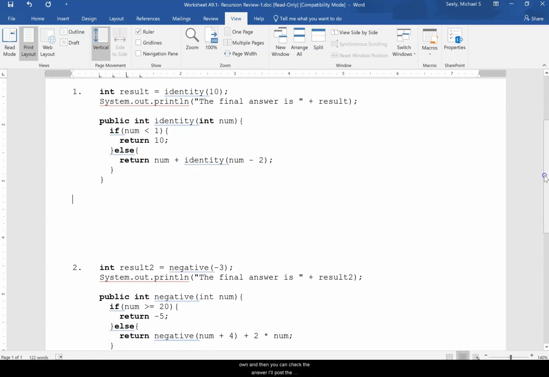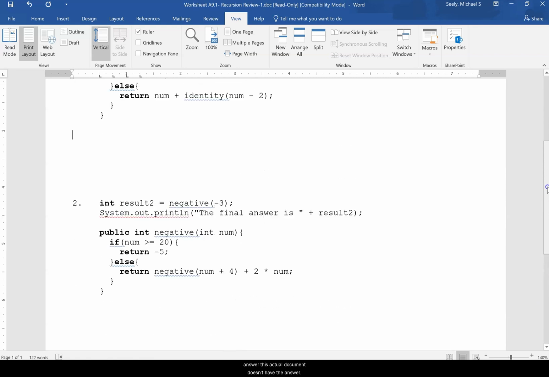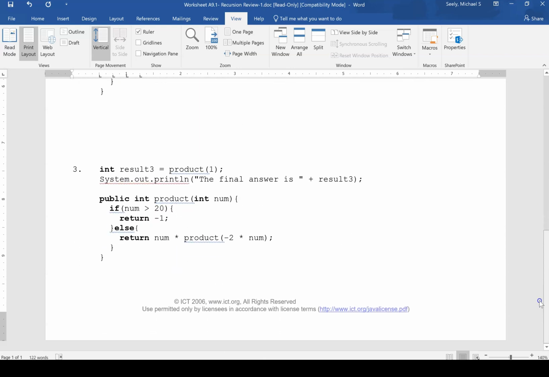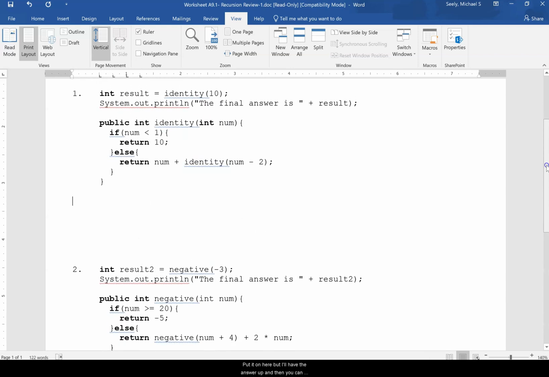So make sure you guys work these out on your own, and then you can check the answer. This actual document doesn't have the answer, but I'll post the answer, and maybe I'll just put it on here, but I'll have the answer up, and then you can watch the video if you need help with understanding.